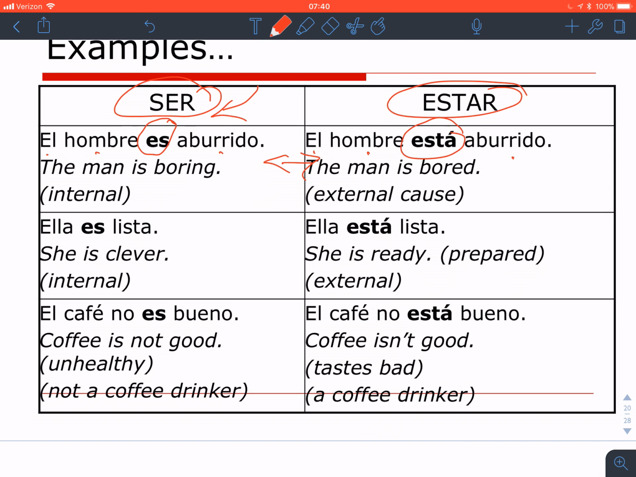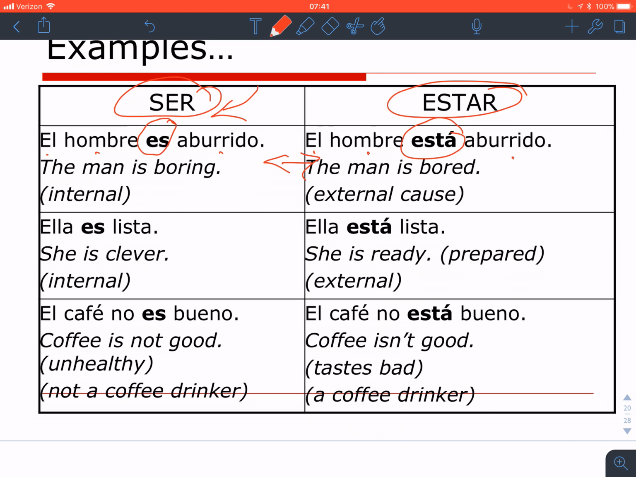However, el hombre está aburrido, that's an external cause. Estar lets us know that something caused him to be bored. So perhaps he's sitting in a very boring Spanish class, and he's not very entertained or engaged by it. Well, then you're going to use está aburrido to describe the man. And so both of them have the same structure, and they both use an article, a noun, and an adjective, but the verb changes the meaning of the adjective and the connotation of the entire sentence.